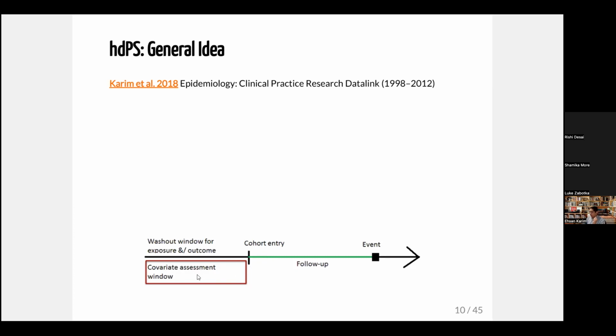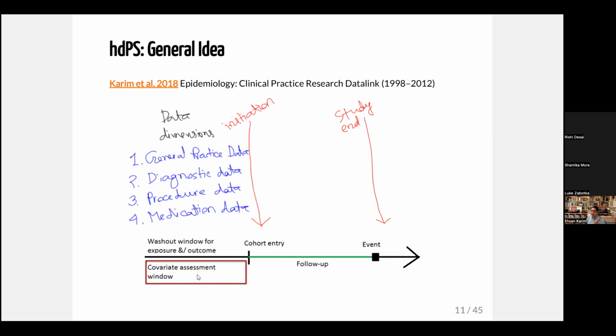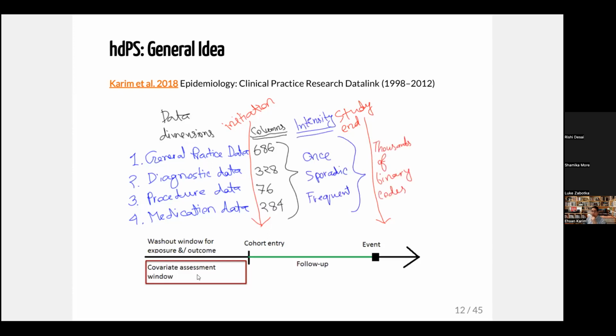And where did we get all of these codes? So in the CPRD data, we got the codes from 4 data dimensions. The first one was general practice data. The second one was diagnostic data, procedure data, and medication data. What we have done is that from those data dimensions, we collected the number of various columns from those data sources to get the proxy information or the codes that we have in those data sources.